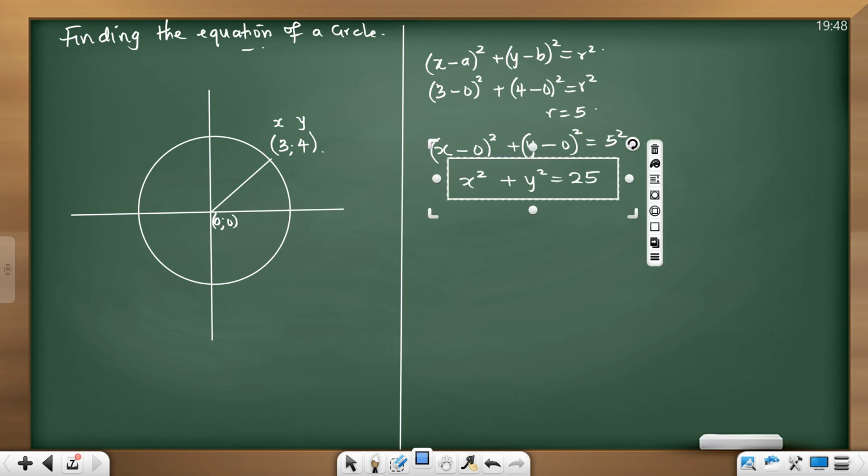Equation of x. Once I see that, it means the center is 0, 0. Does that make sense? Because for me to have gotten that x, it's what? x minus 0. Are we all okay there? Let me know.